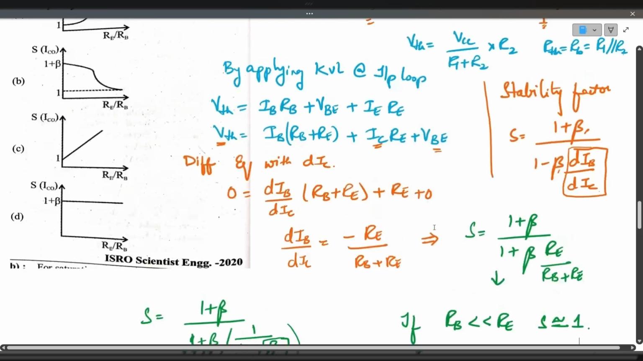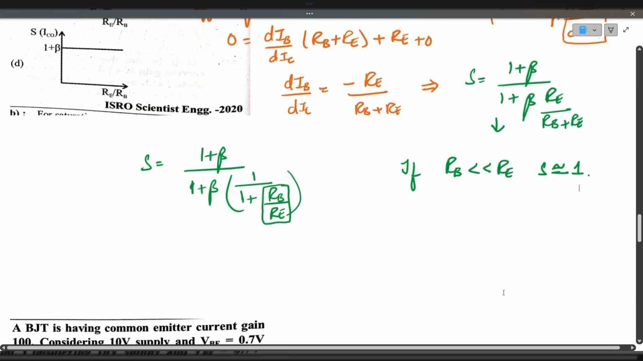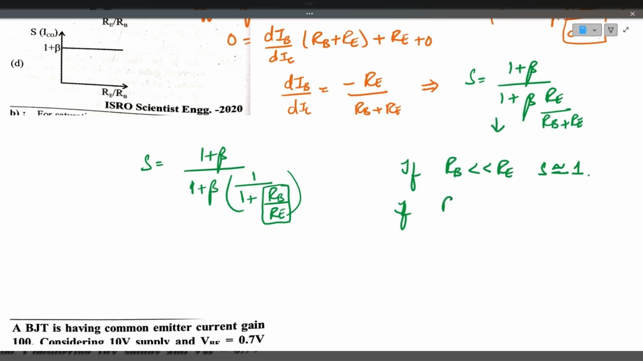Now based on this, you see the diagrams. So the stability factor, if the reverse happens, if RB is far greater than RE, or the emitter resistance RE becomes 0, then the stability factor will be closer to 1 plus beta. With this equation, if RE becomes 0, the stability factor will become 1 plus beta. If RE is very, very high, the emitter resistance value is high and the base resistance is low, then the stability factor will be closer to 1.